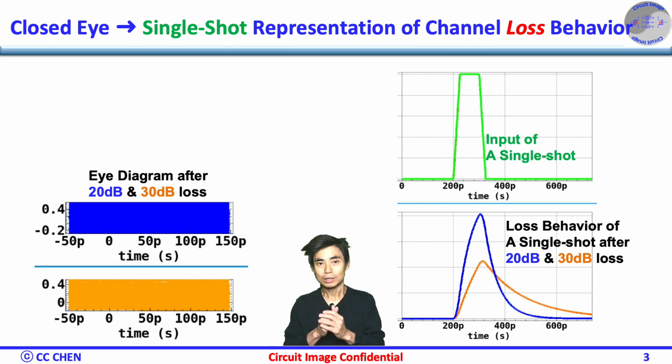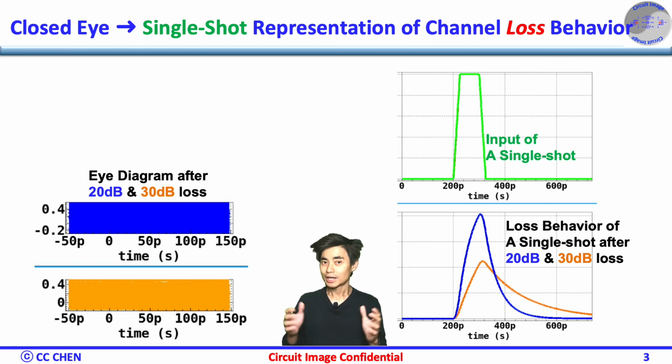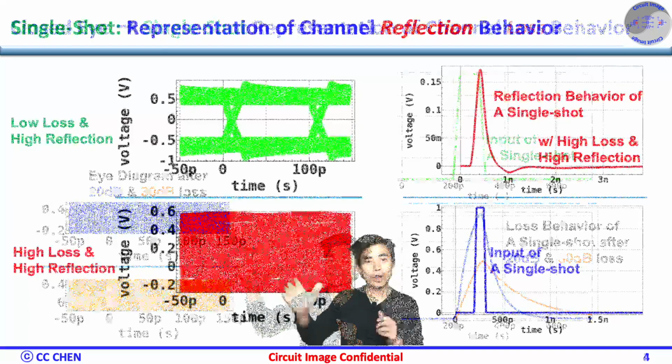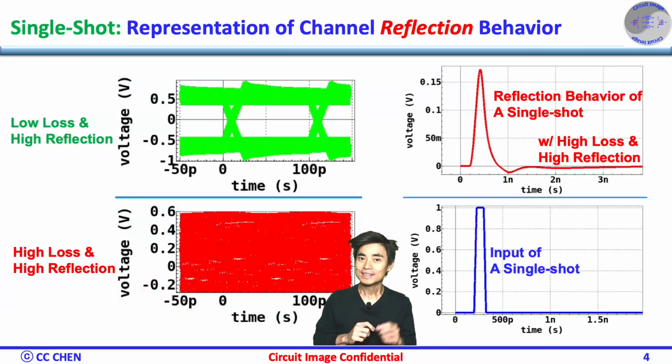In addition to the loss, what else channel behavior would you care about? Think about the impedance image for 5 seconds. Right. Second, the single shot shows the fundamental representation of a channel reflection behavior.